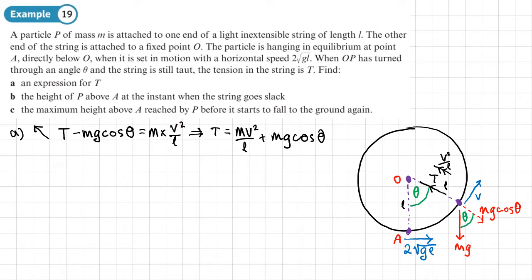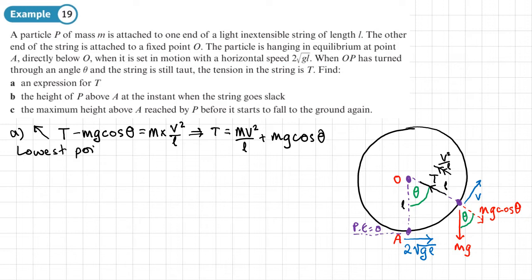Now we want to eliminate this v squared from this equation. So this is where we're going to use conservation of energy. We're going to take this lowest point here as being 0 potential energy, and we'll work out the total energy at this point here and the total energy at this point here, and we can rearrange it for v or v squared.